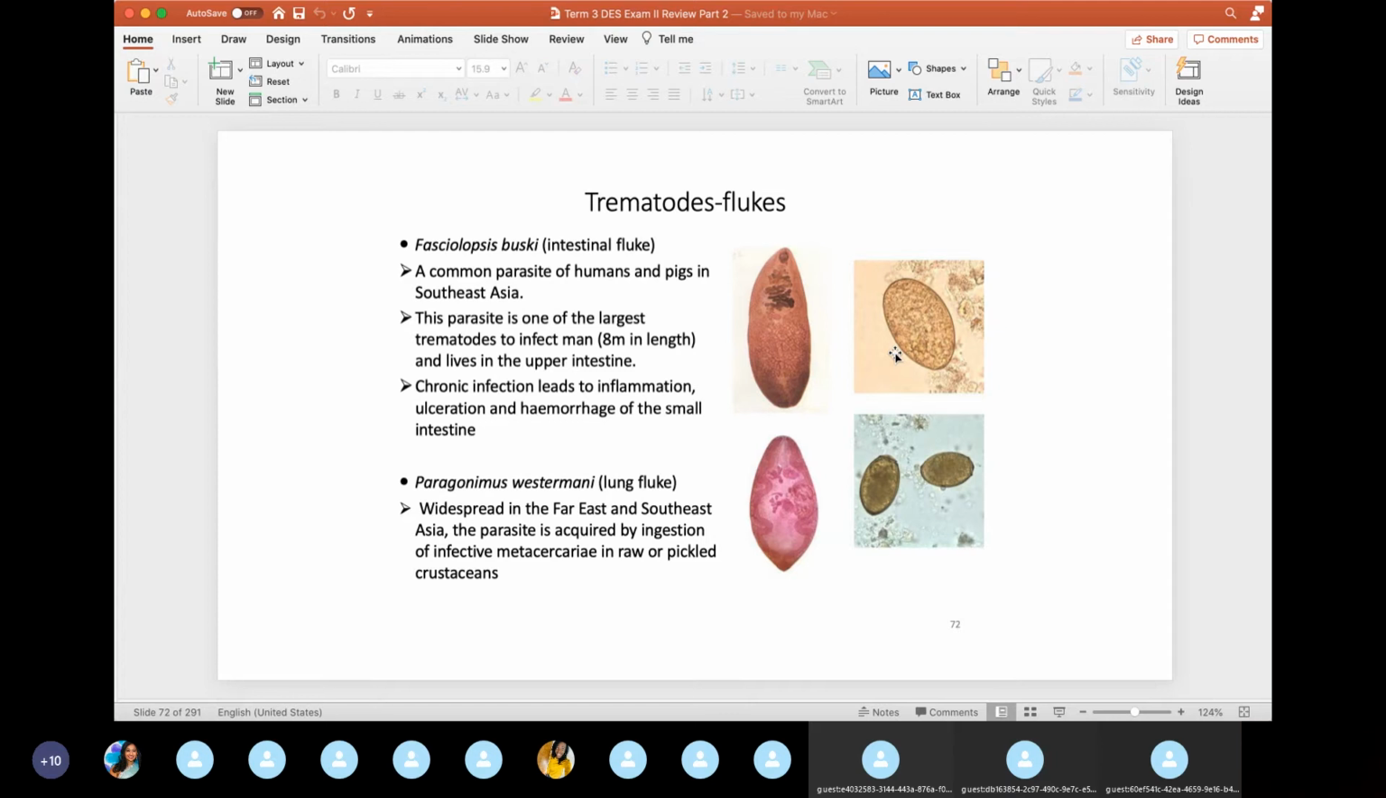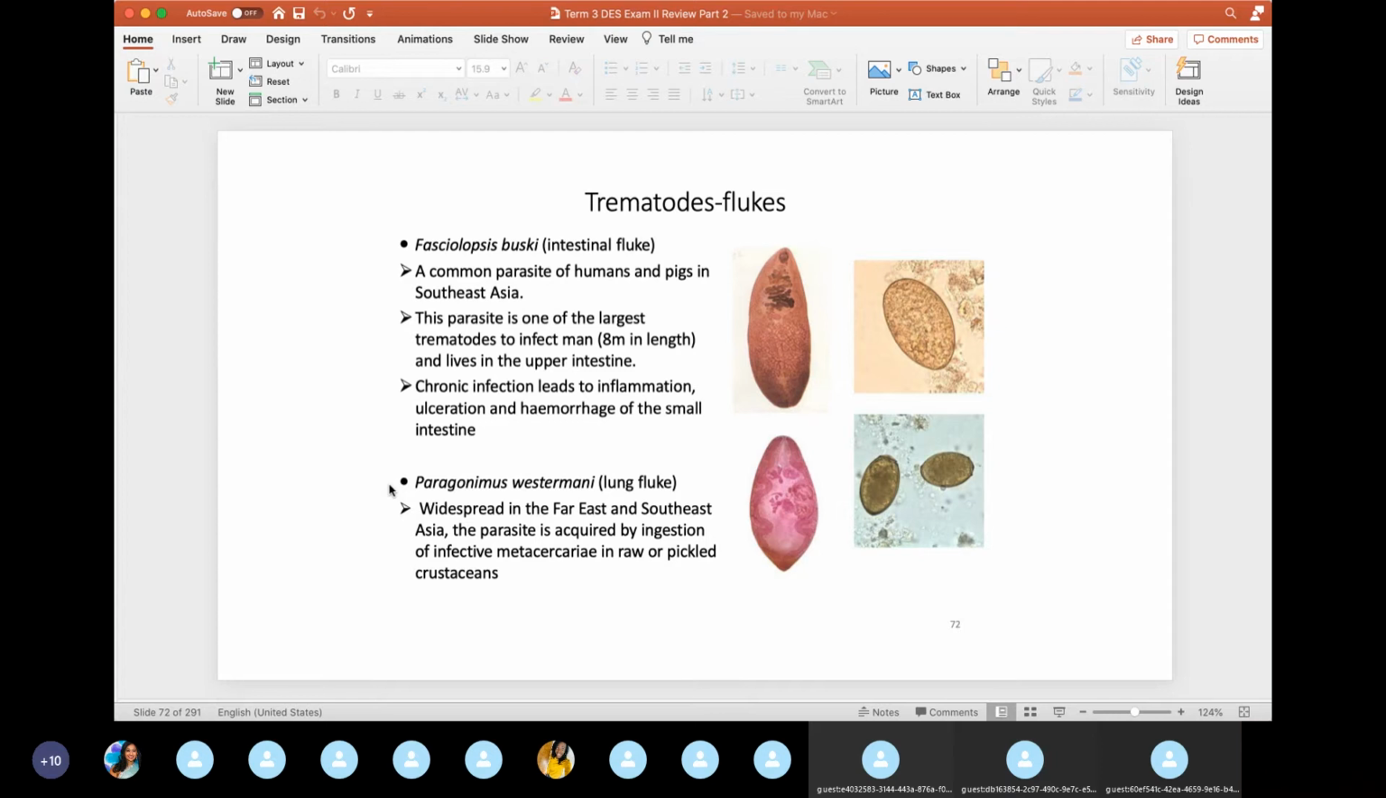That's your intestinal fluke. Paragonimus westermani, look at the image again, right? Acquired by what? Ingestion of metacercariae in raw or pickled crustaceans. Lung fluke, why? Because it migrates into the lungs. There are different species of Paragonimus, but Paragonimus westermani goes to your lungs.